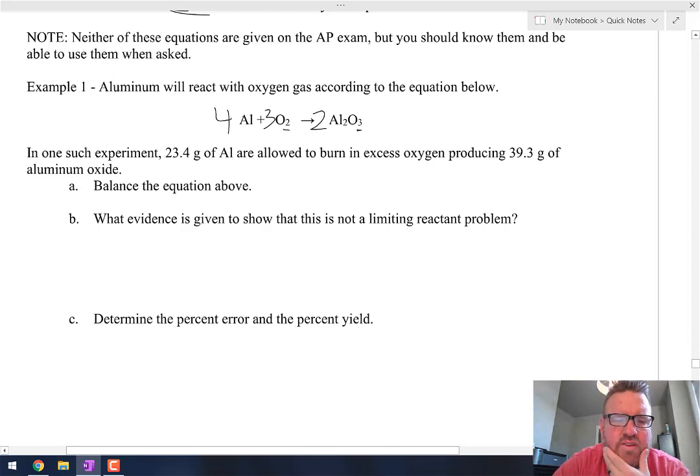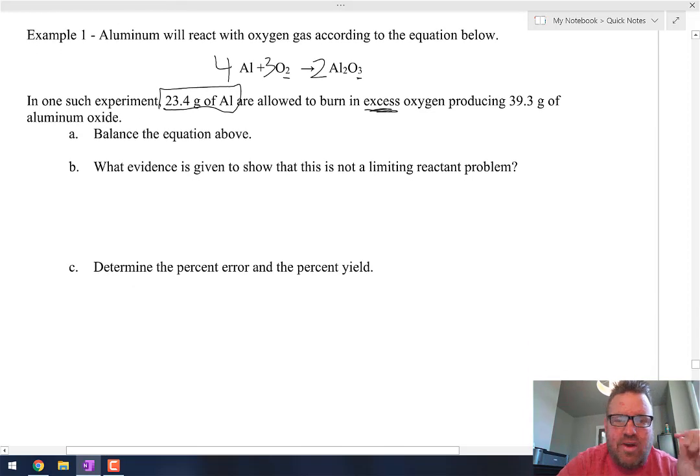What evidence is given to show that this is not a limiting reactant problem? Well, that right there certainly could give it away, saying you have excess oxygen. They only give you the amount of one reactant. That's another possibility. Okay, now let's get to the important part, percent error and percent yield. So the percent error is, again, we're going to take the theoretical value minus the experimental value over the theoretical value.